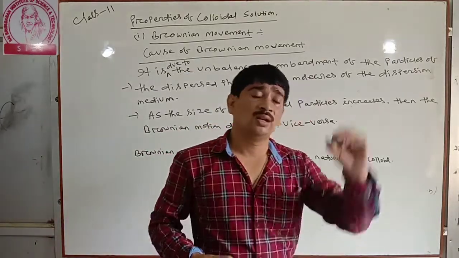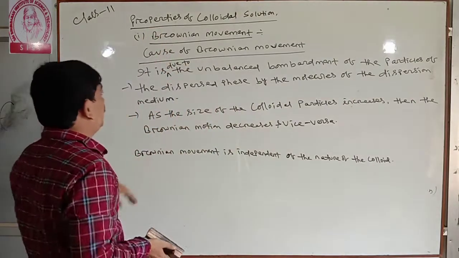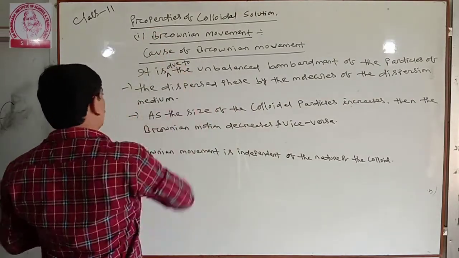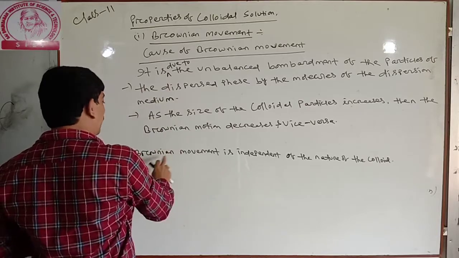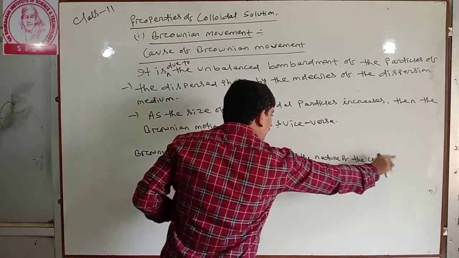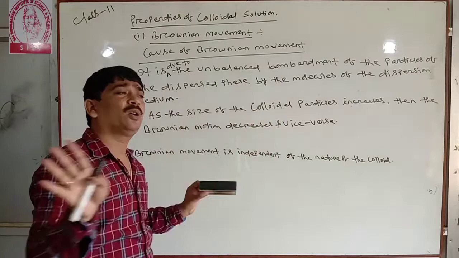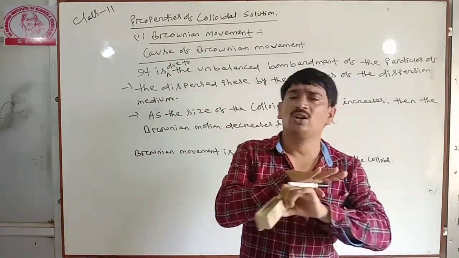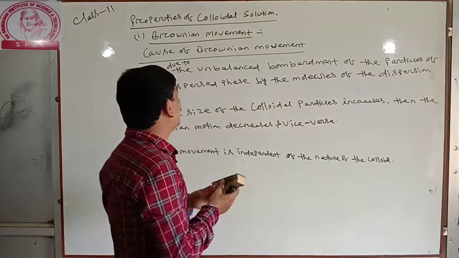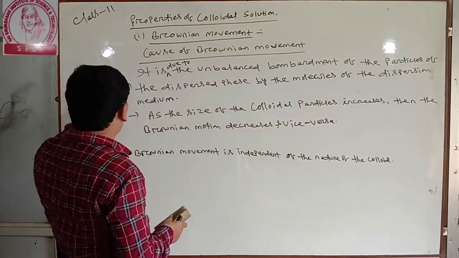Clear? So this is all about the cause of Brownian movement. In cause you will write these 2 points, not this point. This is an independent point. Brownian movement is independent of the nature of the colloid. You will write only these 2 points in cause.